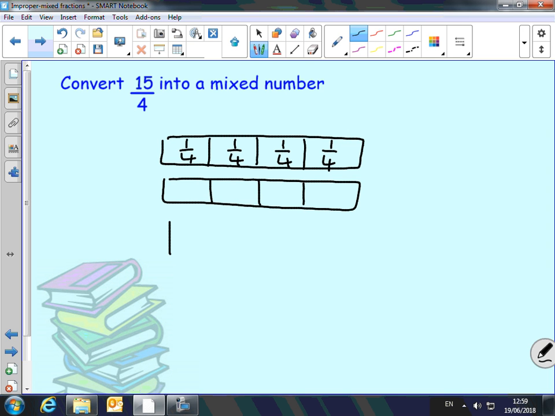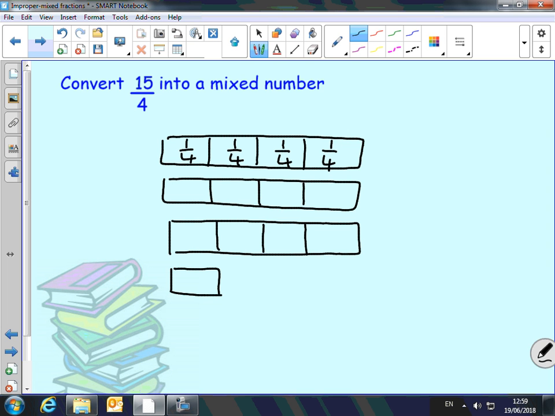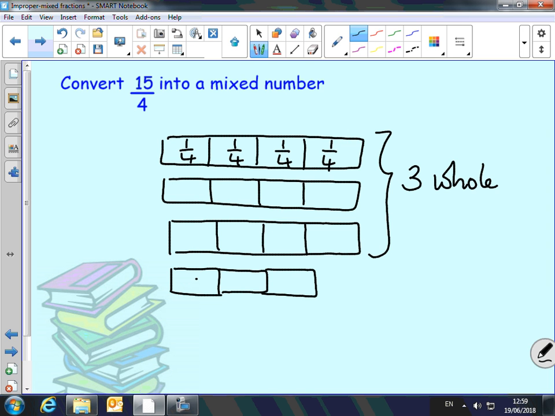There's 8. Another 4 takes us up to 12. So that's us got 12 quarters. The question is 15 quarters. So there's 12, 13, 14, and 15 quarters. So that represents 15 quarters. Here we have 3 wholes, and our remainder down the bottom is 3 quarters. So your final answer, converting 15 quarters into a mixed number, is 3 and 3 quarters.